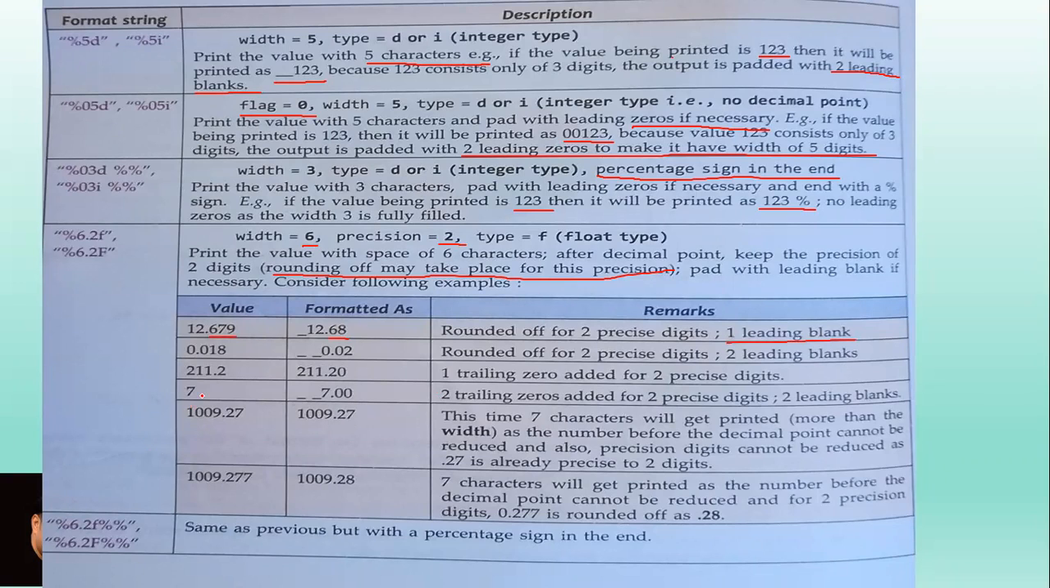If you give 7 only, what will happen? We need 2 decimal places, so it will be 7.00. 1, 2, 3, 4, 5, and 6. These 2 are leading blanks. This last one is the same as the previous but with a percentage sign.